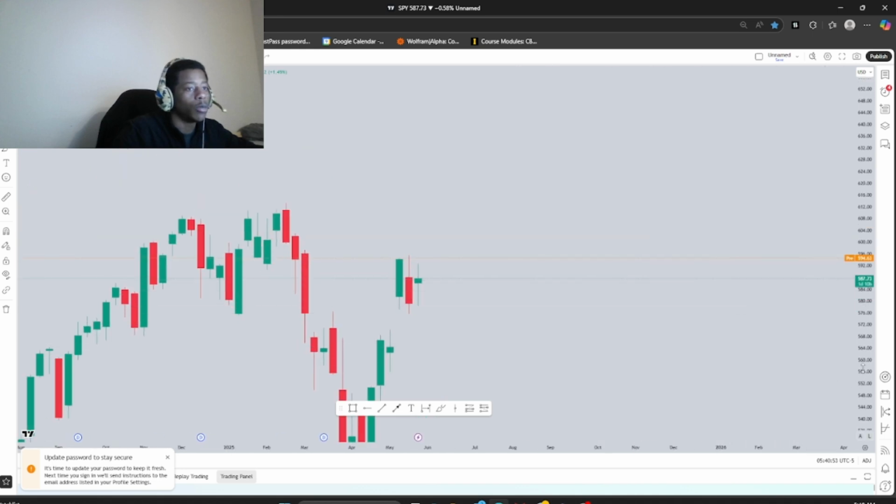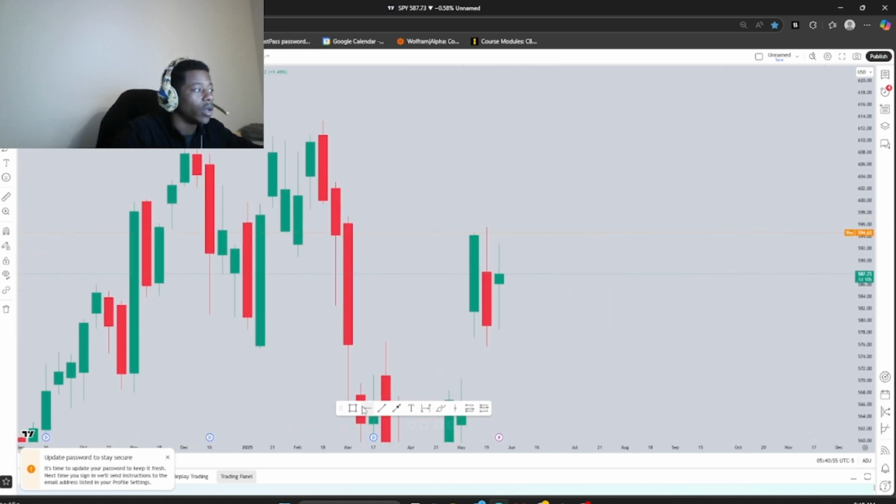So I'm going to zoom in to where we currently are. Now, if we look at the previous week high and the previous week low, let's mark those out on our chart. We can see that price is approaching that high and it looks like it may sweep it.